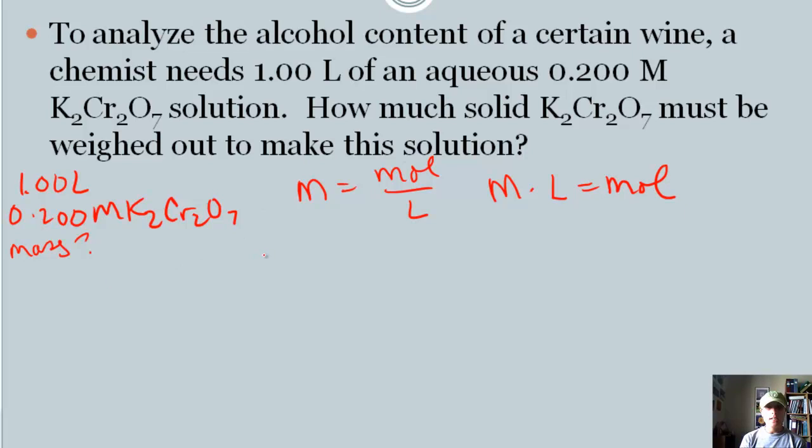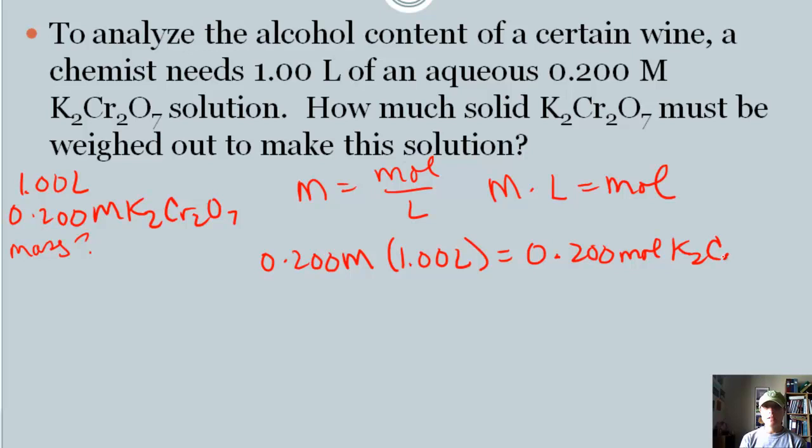So my molarity is 0.200. My liters are 1. And so that gives me 0.200 moles of K2Cr2O7. Now I need to convert that to grams to get my final answer. I'm assuming grams. It doesn't say, but we'll go with that as our standard unit.